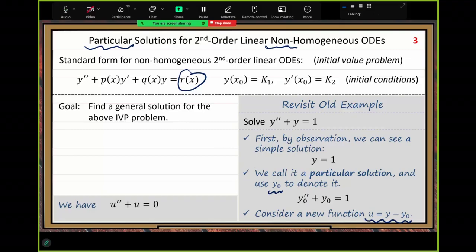Next question: can you solve this homogeneous second order linear ODE? If you can solve it and use the linear combination to cover all possible solutions, then in the last step, you can write the general solution for the original non-homogeneous second order ODE.